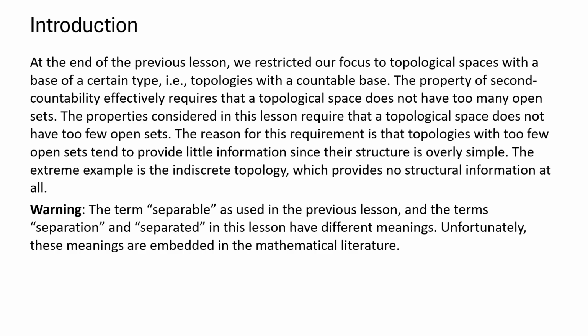The properties considered in this lesson require that a topological space does not have too few open sets. The reason for this requirement is that topologies with too few open sets tend to provide little information since their structure is overly simple. The extreme example is the indiscrete topology, which we talked about before, where we have only the entire set X and the empty set as being open sets.